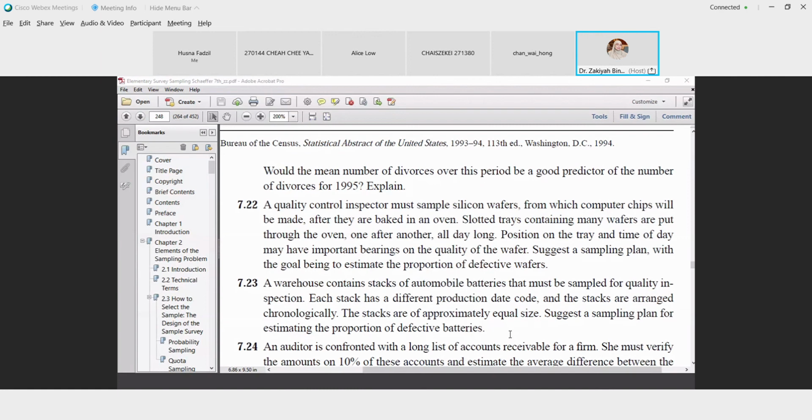By date, typically. Remember I mentioned to you guys when you do your literature review, arrange in chronological order so that you can see the development, what's been happening from back then until today. Now, the stacks are of approximately equal size. Suggest a sampling plan for estimating the proportion of effective batteries. Okay, any team wants to answer this?